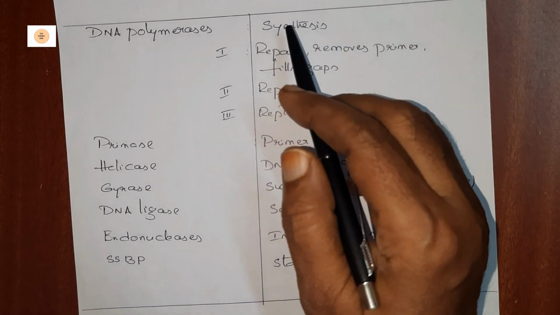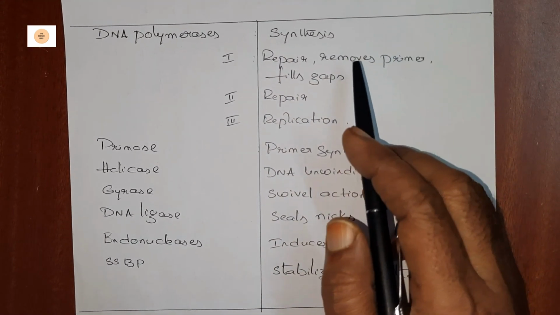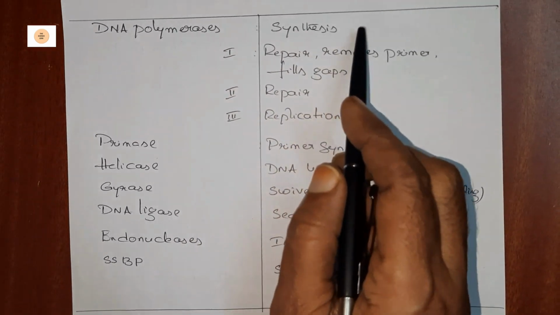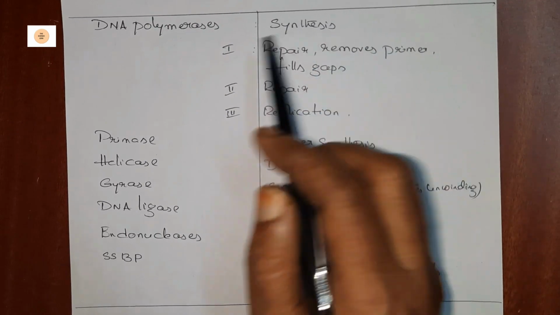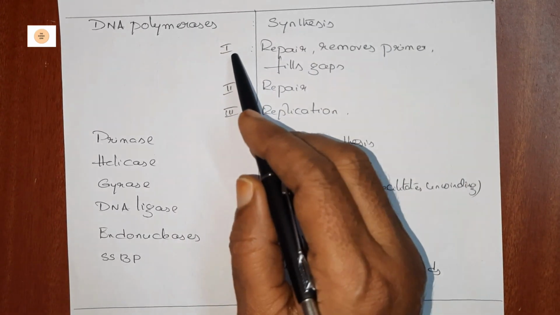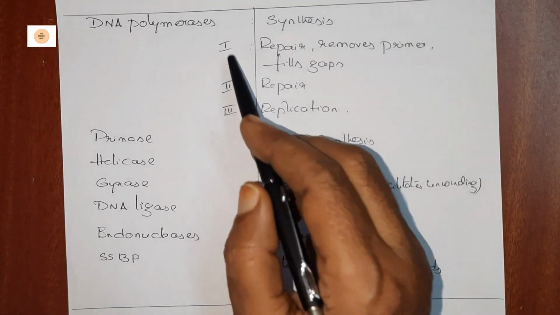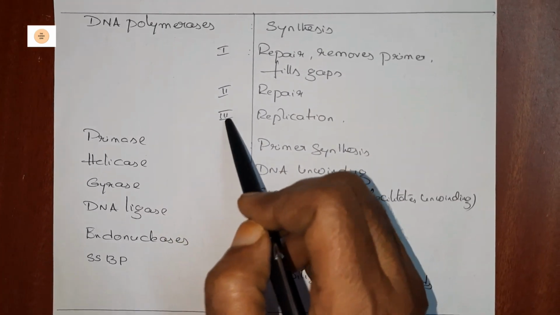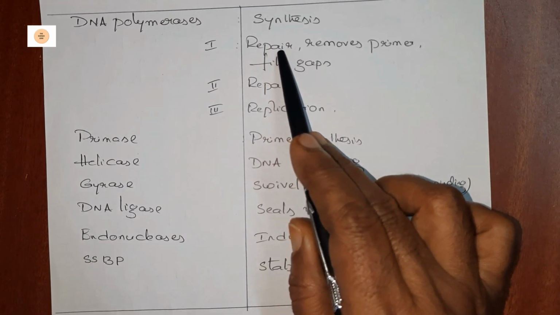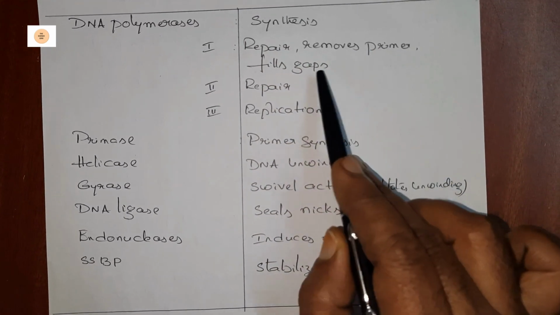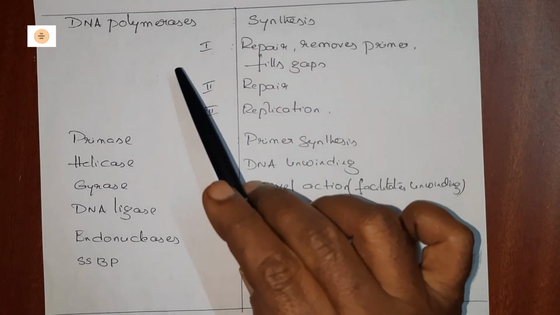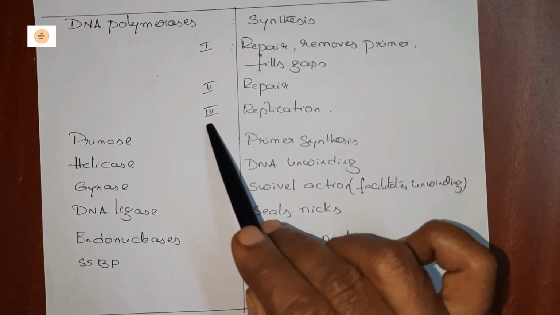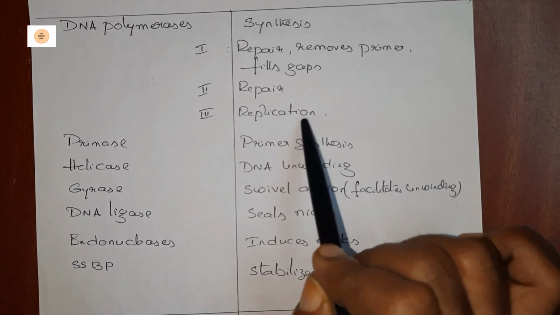These are the enzymes involved in DNA replication. So which enzyme plays which role? All the polymerases play the role of synthesis of a DNA strand. Out of them, 3 DNA polymerases play a main role: DNA polymerase 1, DNA polymerase 2, DNA polymerase 3. DNA polymerase 1 is involved in repair and removing of primer and filling up of the gaps, whereas DNA polymerase 2 is involved only in the repair mechanism, and DNA polymerase 3 has the main role in replication.